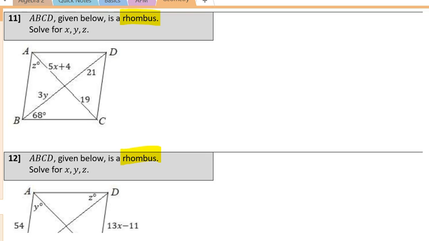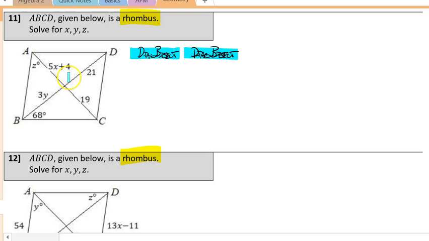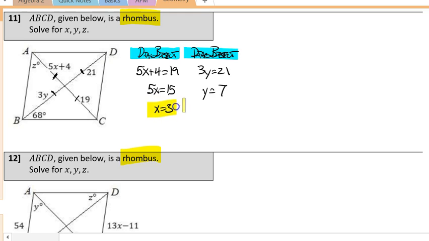So we will go ahead and start with the fact that we know the diagonals bisect each other, meaning that 5x plus 4 is equal to 19, and 3y is equal to 21. A two-step and a one-step equation we can solve. Subtract 4, divide by 5, giving us x is equal to 3. Divide by 3, giving us y is equal to 7.